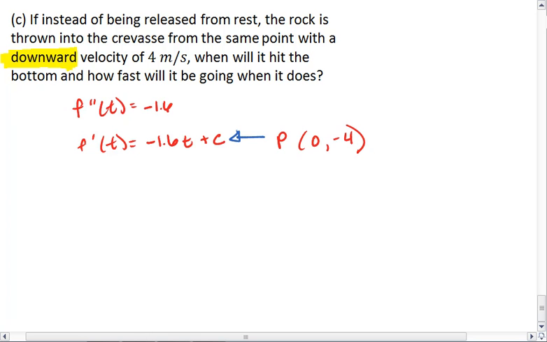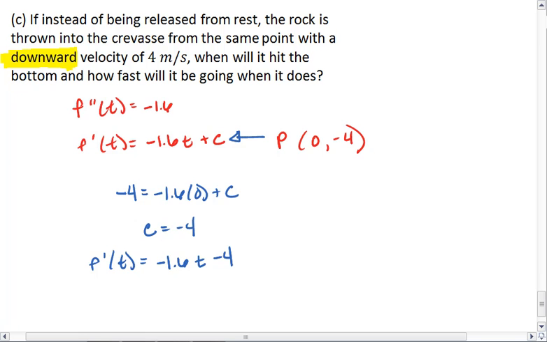We plug point P in. Negative 4 equals negative 1.6 times 0 plus c. c equals negative 4. We now have that f prime of t equals negative 1.6 t minus 4. This gives us velocity in terms of time.